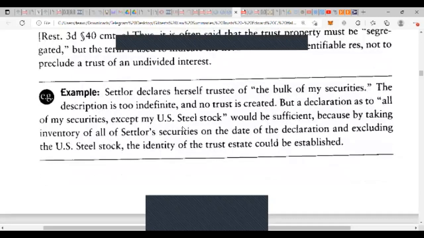Example, settlor declares herself trustee of, quote, the bulk of my securities. The description is too indefinite and no trust is created, but a declaration as to, quote, all my securities, or a declaration as to, quote, all of my securities except my U.S. Steel stock, would be sufficient because by taking inventory of all settlor's securities on the date of the declaration and excluding the U.S. Steel stock, the identity of the trust estate could be established.